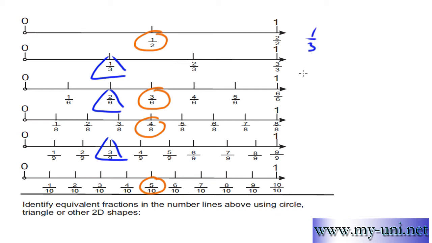So 2 over 6, 2 times 1 is 2, and 2 times 3 is 6. So 2 over 6 will also reduce to 1/3, and 3 over 9 will also reduce to 1/3. 3 times 1 is 3, 3 times 3 is 9. So all equivalent fractions will reduce to the lowest term. And do we see any other equivalent fractions?